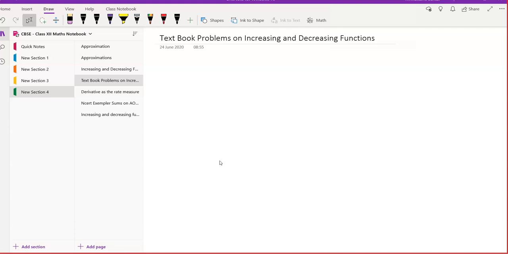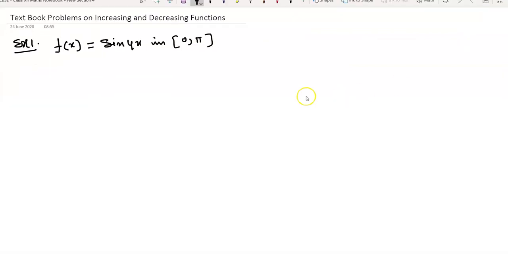So let me take the example 1 of today's class. Find the interval in which the function f(x) equal to, say I am taking, sin 4x in 0, pi. Find the interval in which this function is increasing or decreasing in 0, pi.